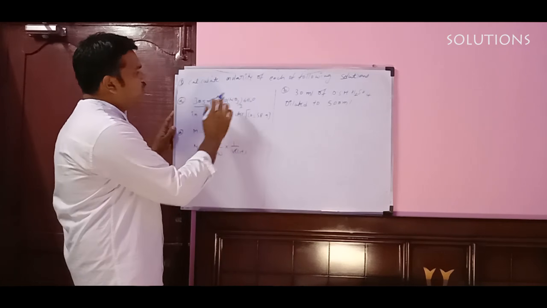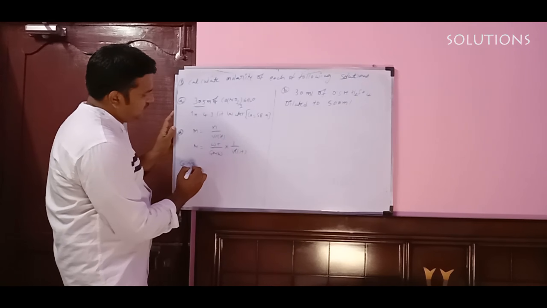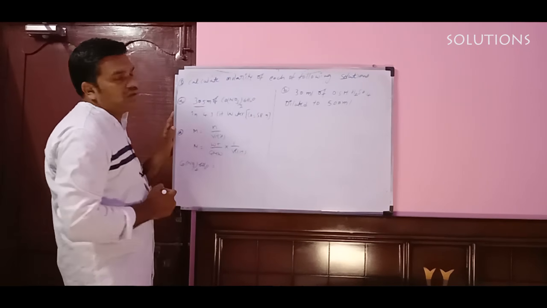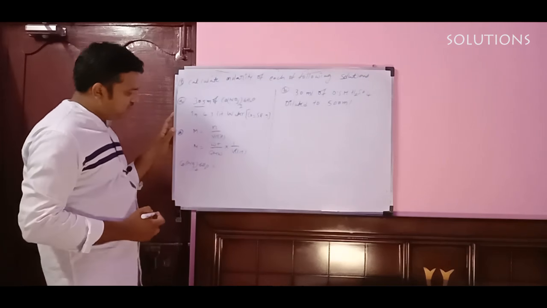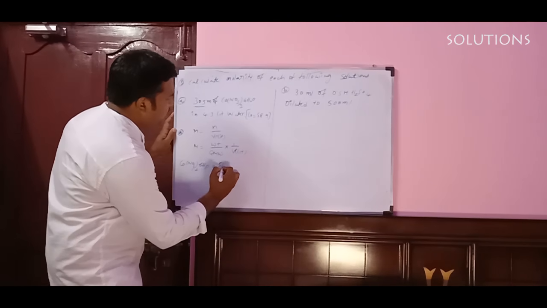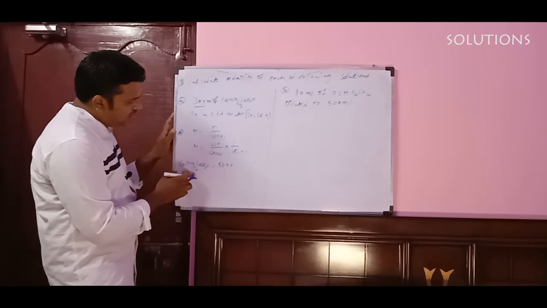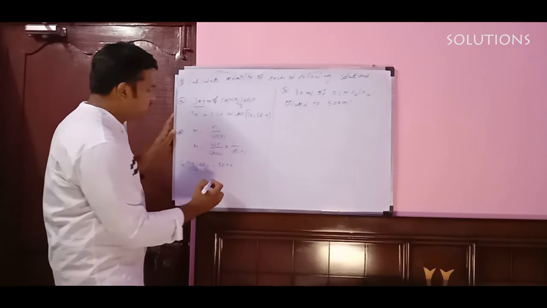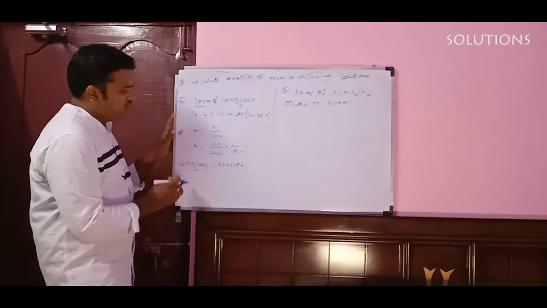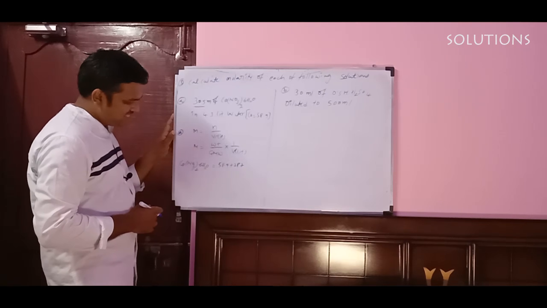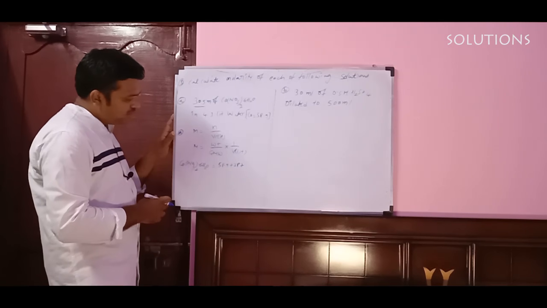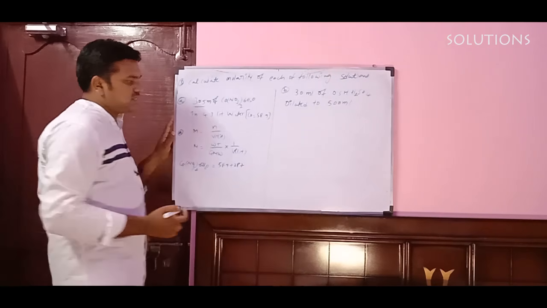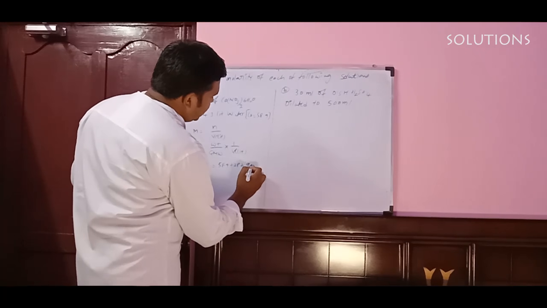We have to find the gram molecular weight of Co(NO3)2 with 6H2O. Cobalt is already given as 58.9. How many nitrogens do we have? 2 nitrogens, and each nitrogen weighs 14, so 14 into 2 is 28. How many oxygens? 3 into 2, so 6 oxygens. Each oxygen weighs 16, so 16 into 6 is 96.